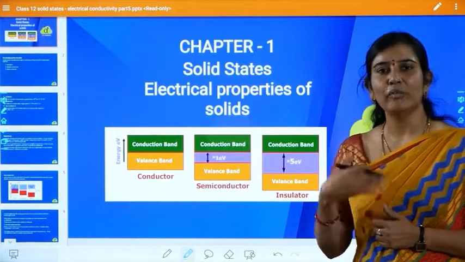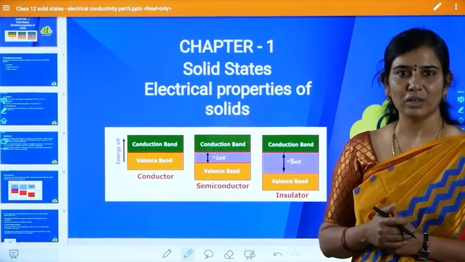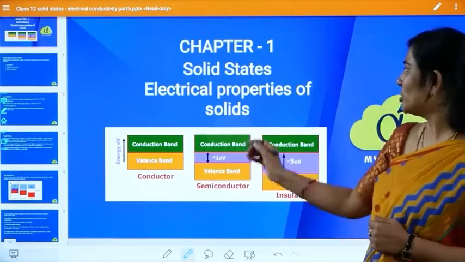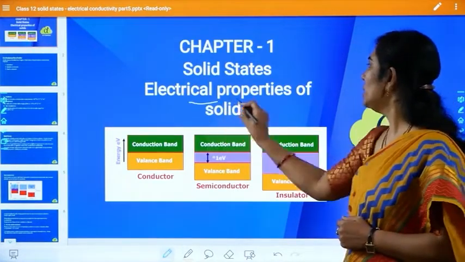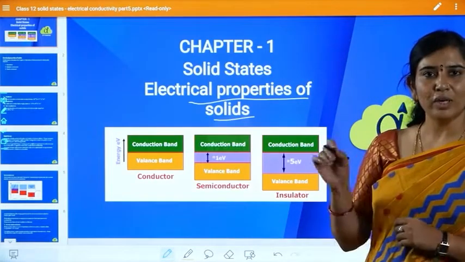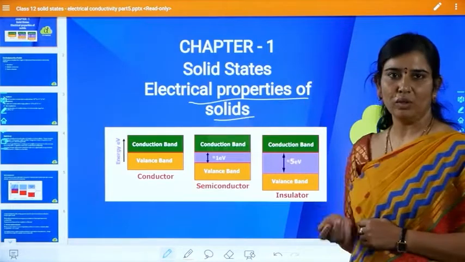Now, let us see whether there is a flow of electron. When there is a flow of electron, up to what range can electrons flow in solids? How exactly, all these things we are going to study under this concept. So the heading I am going to take up for today's discussion is electrical properties of solids.